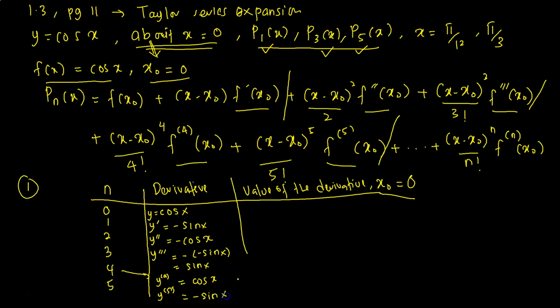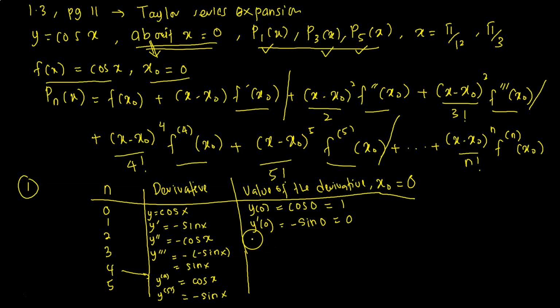You get negative sine x. Okay, so class, when we replace this x with x not equal to 0, you need to find y at 0. Here that means cos 0. Use your calculator, but make sure that it is in radian mode, so you get 1. And then for n equal to 1, y prime, substitute our x here with 0. So we get negative sine 0, which, using your calculator, is 0.